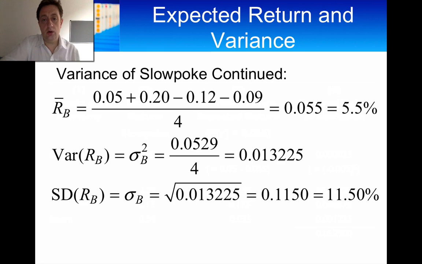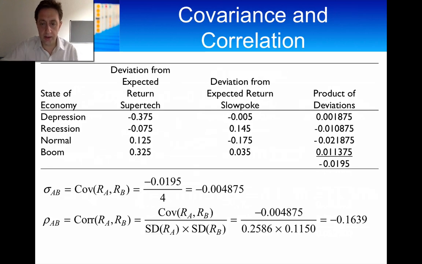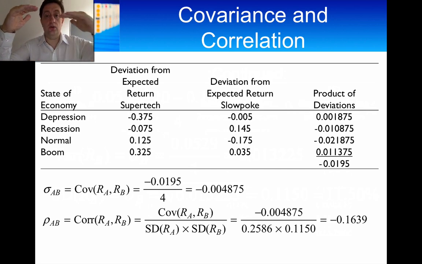Covariance and correlation ask the question, how do the two assets vary with each other? If they're above the mean, are they both above the mean at the same time? Are they both below the mean at the same time? That means they've got a high correlation, a high covariance. Or do we have a situation where one's above the mean and the other's below the mean, and similar, then that would be a negative correlation or a negative covariance.